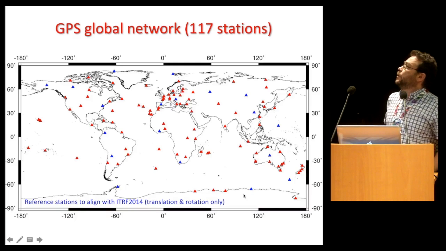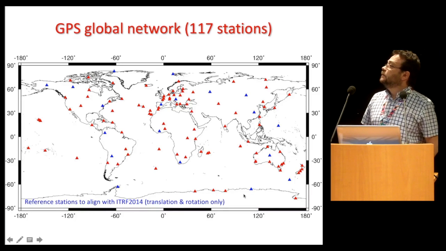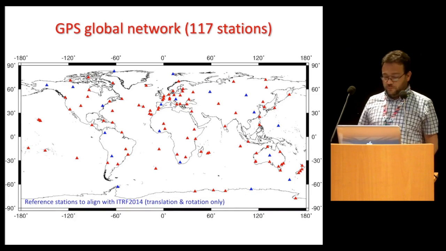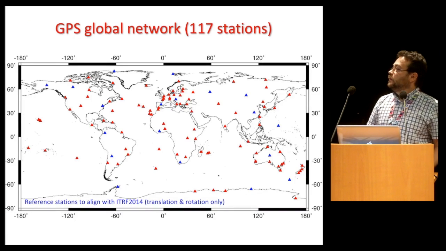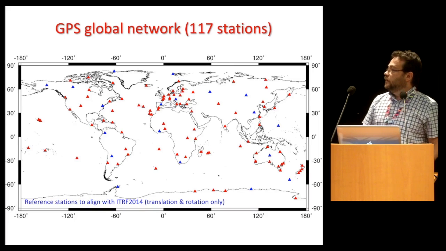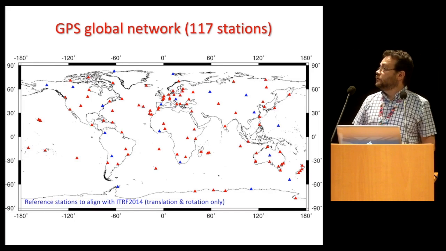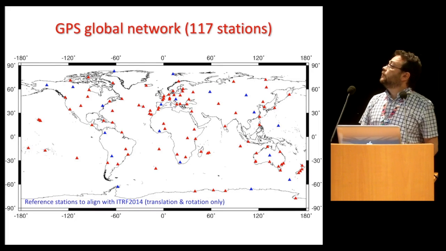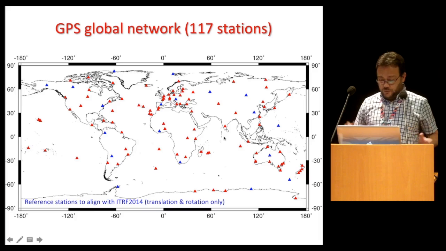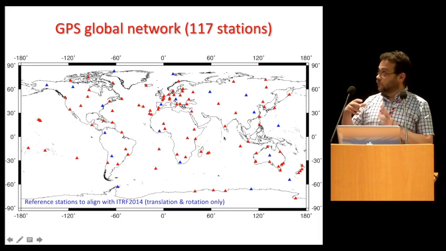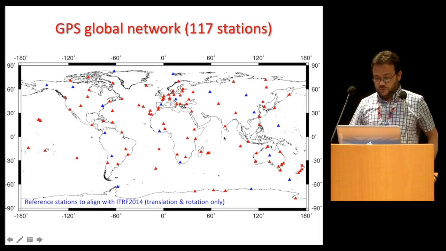So here is the global network of stations I use. So pretty global. And in blue, you have the reference stations to align to the latest ITRF. And I did only translation and rotation, no scale. That's because you have some regional or continental movement that can go into the scale.